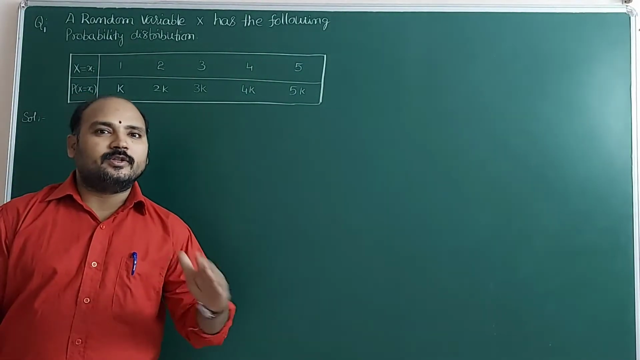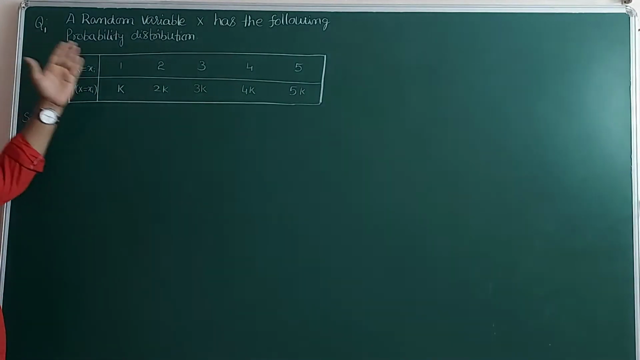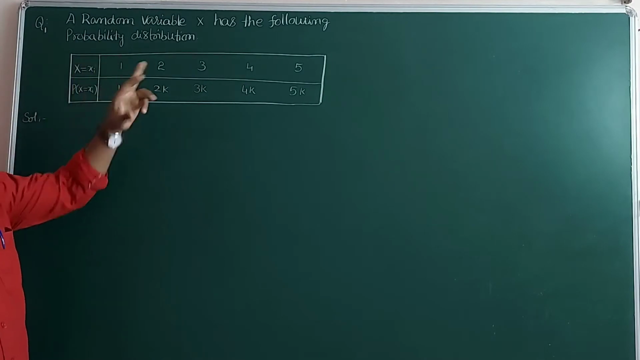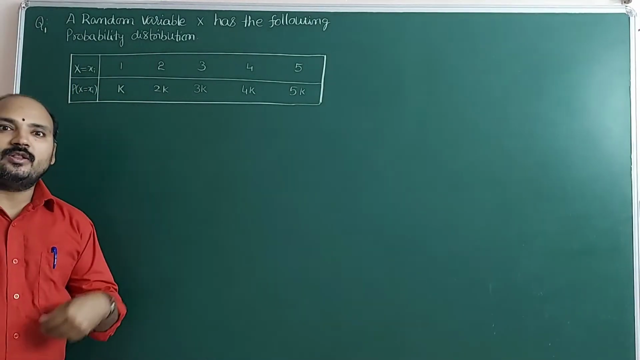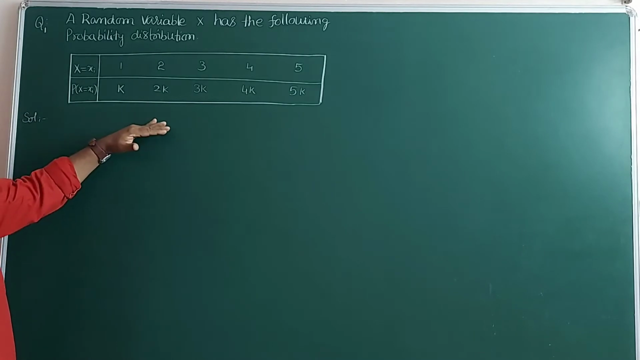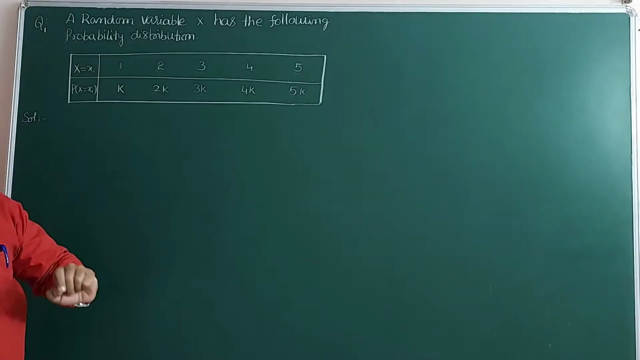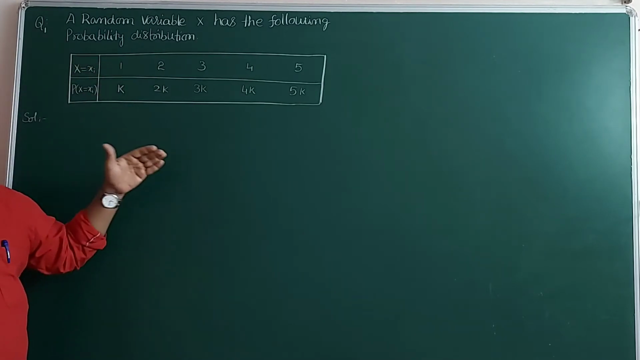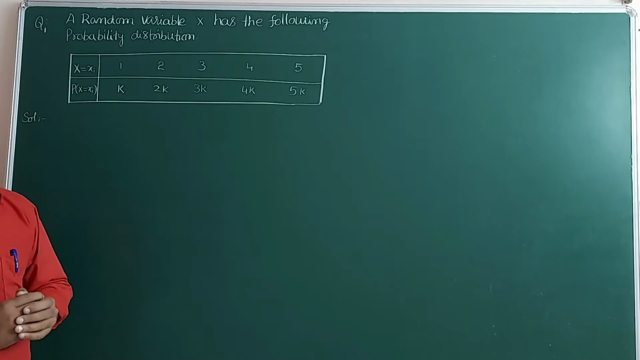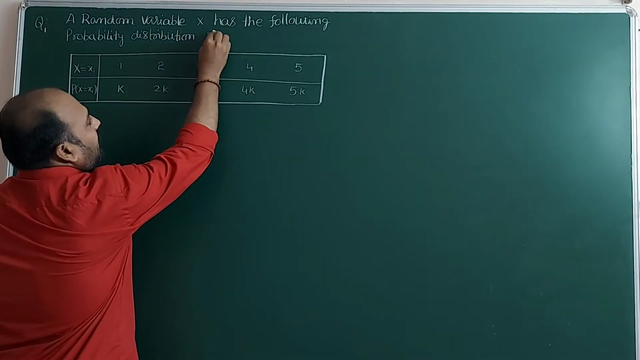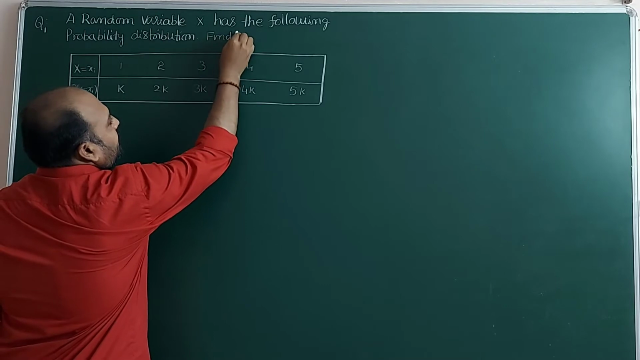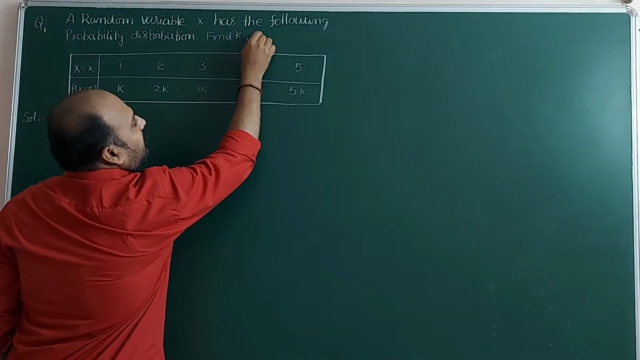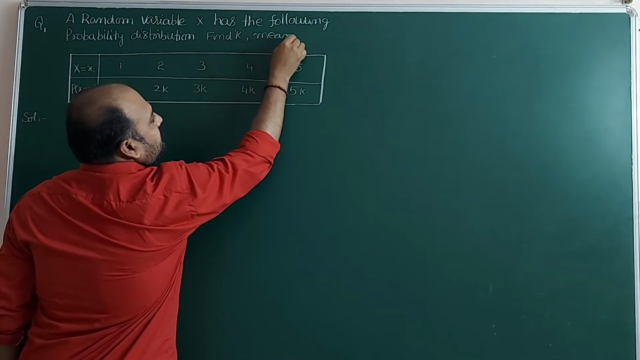The first question in this session. A random variable capital X has the following probability distribution. Here the question is: find the value of K, and also the mean and variance of the probability distribution.